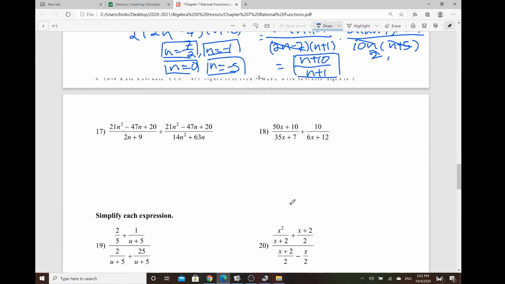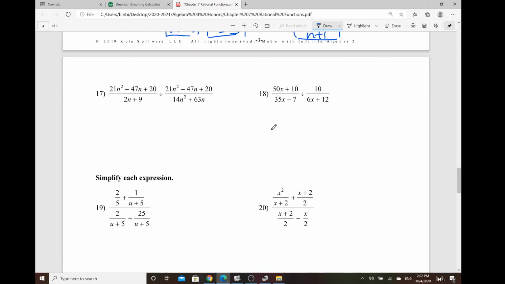Okay, so now let's see what else. Another division, so that one is quite similar. So this one, basically take out 10. So we got 5x plus 1. You might be wondering, I didn't flip this one over. Well, we can do it all at the same time. So 35x plus 7, we took out 7. So we got 5x plus 1. And then multiply by the reciprocal of this.